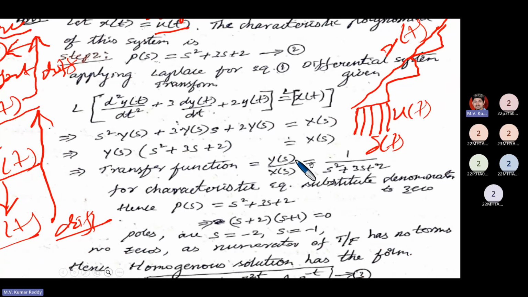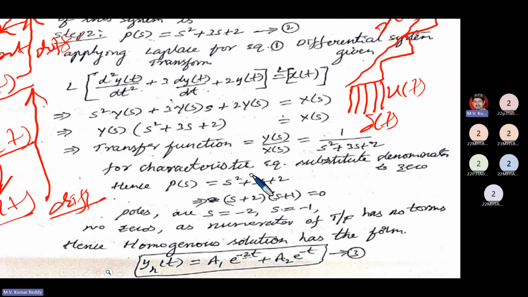Characteristic equation always lies in the denominator part of the transfer function. What is the transfer function? Already we know transfer function is output by input. Output by input is equal to 1 by s square plus 3s plus 2. So in this transfer function, the characteristic equation or characteristic polynomial is the denominator part, which should be equal to 0.